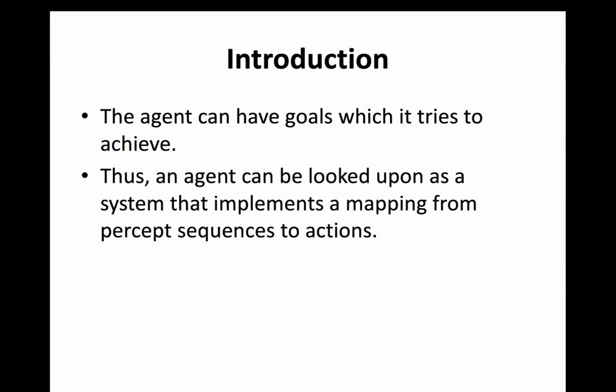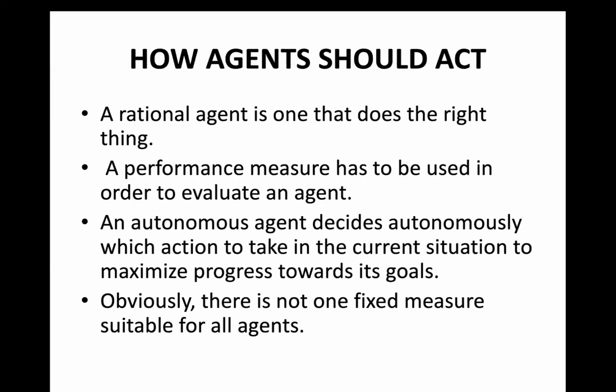Now, the agent can have some goals. As we are going to see, most of these intelligent systems that are built have a goal. The agent will be working to achieve that goal. So whatever decision is taken, whatever actions are done, they are designed to achieve a particular goal. Now, how should an agent behave?